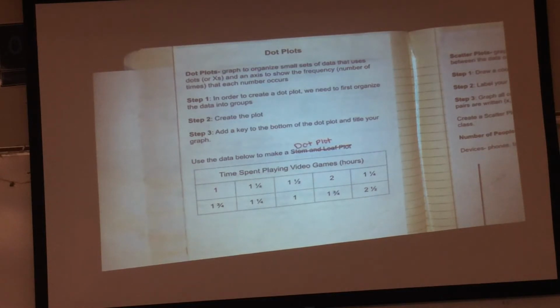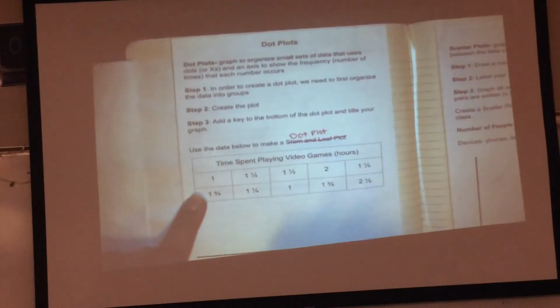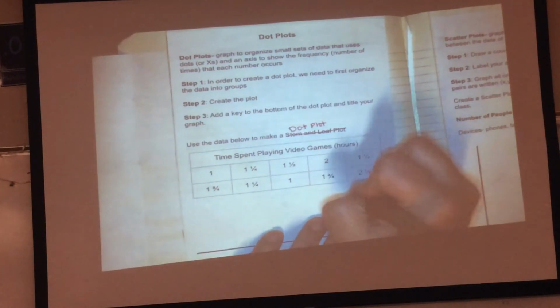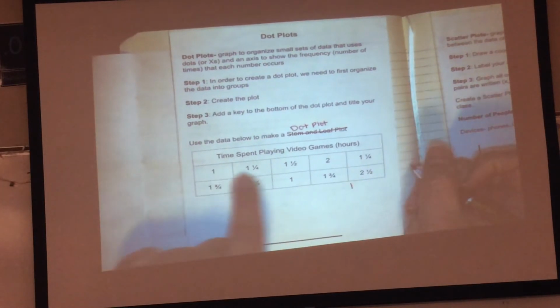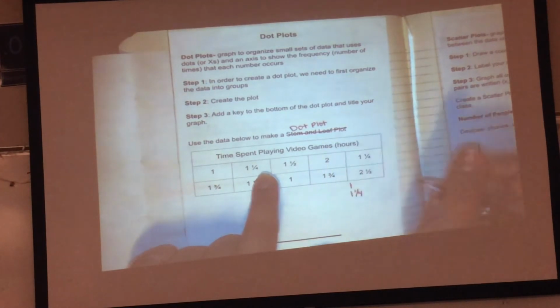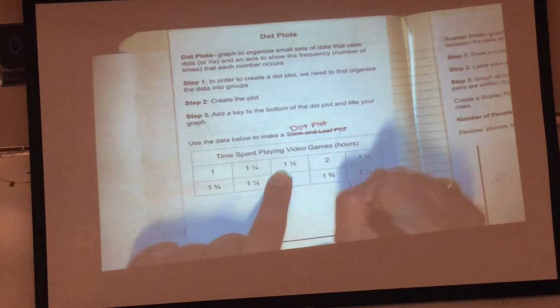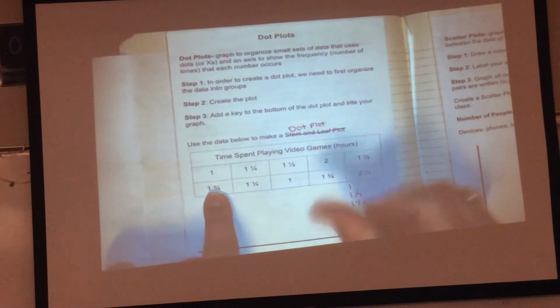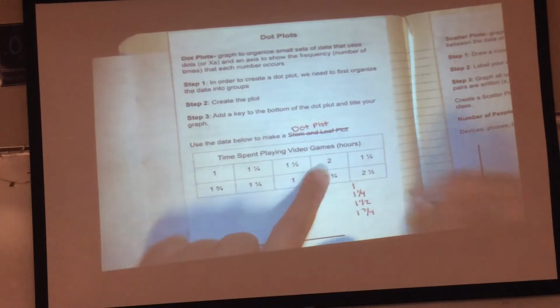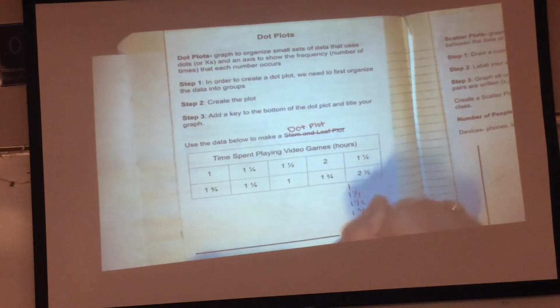So I'm going to go through my little table right here, and I'm going to see that my times are 1 hour, 1.25 hours, 1.5 hours, 1 3/4 hours, 2 hours, and then 2.5 hours.